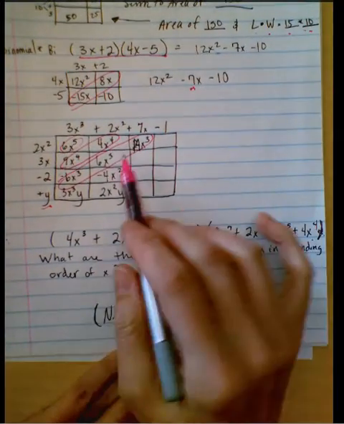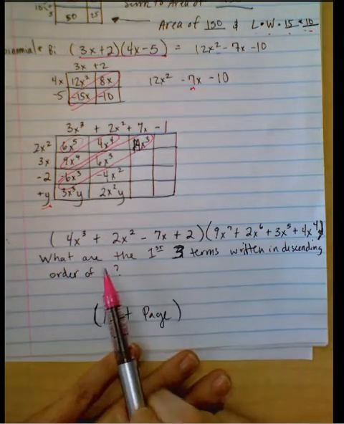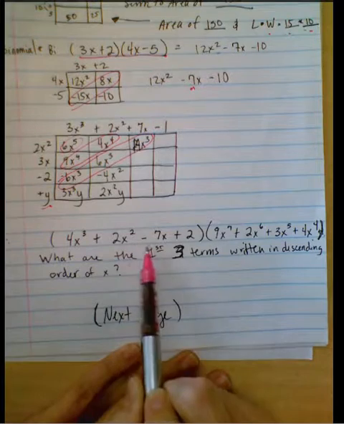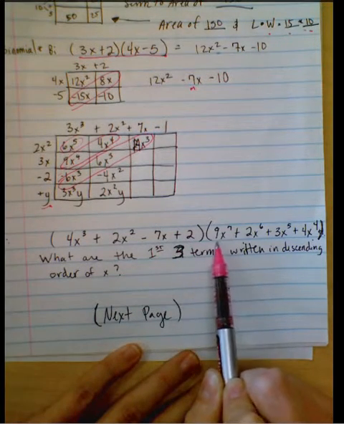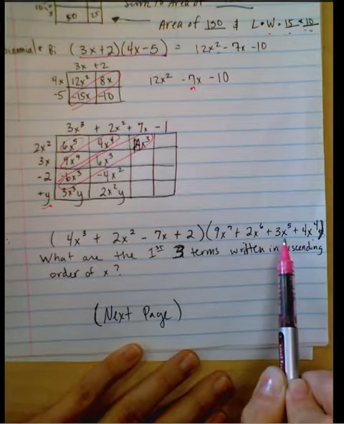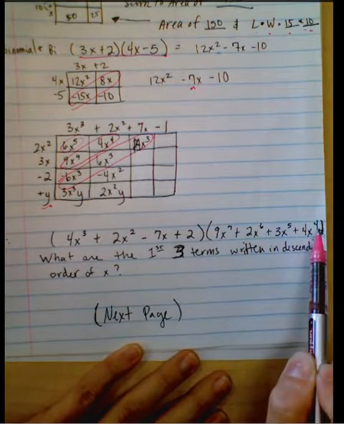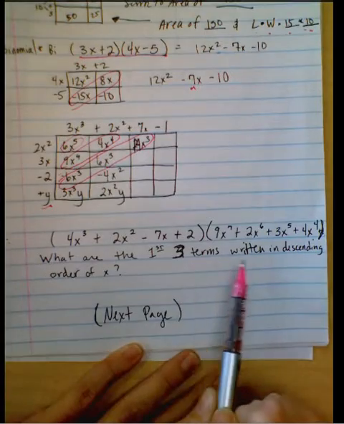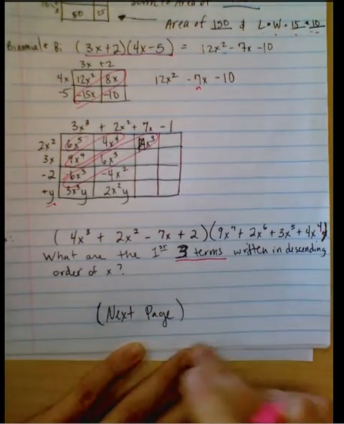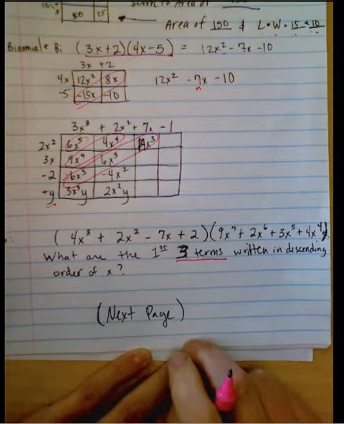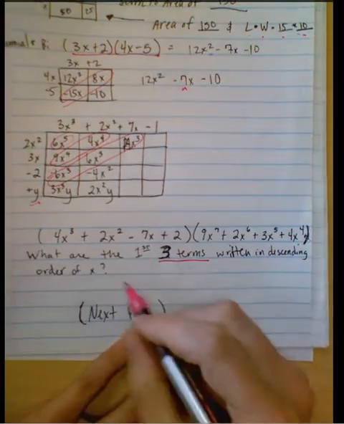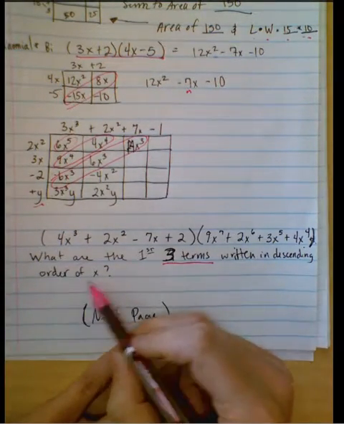So I want to use this idea to help me answer this question. I've got 4x cubed plus 2x squared minus 7x plus 2 times the quantity 9x to the 7th plus 2x to the 6th plus 3x to the 5th plus 4x to the 4th. And it doesn't want to know what the entire answer is. It just wants to know what are the first 3 terms, written in descending order, so from the biggest power of x down.